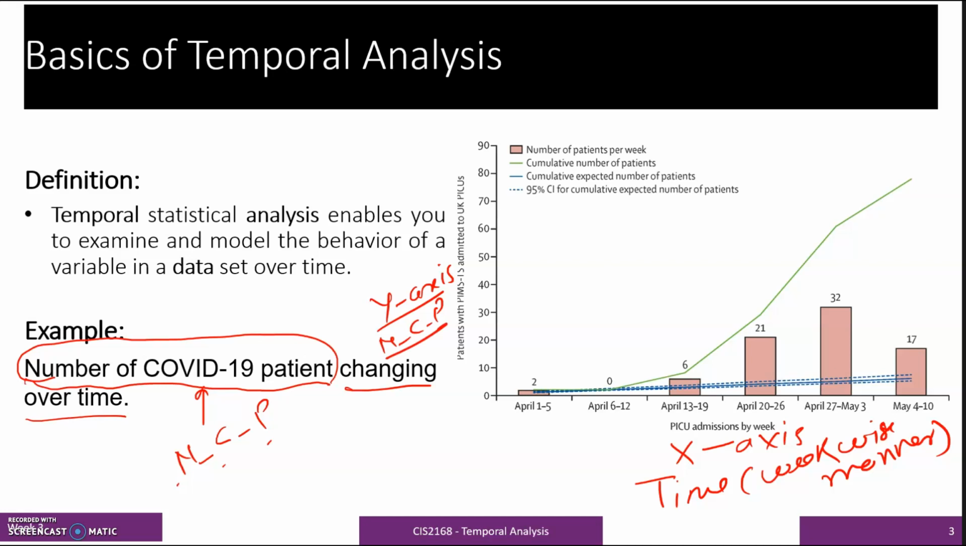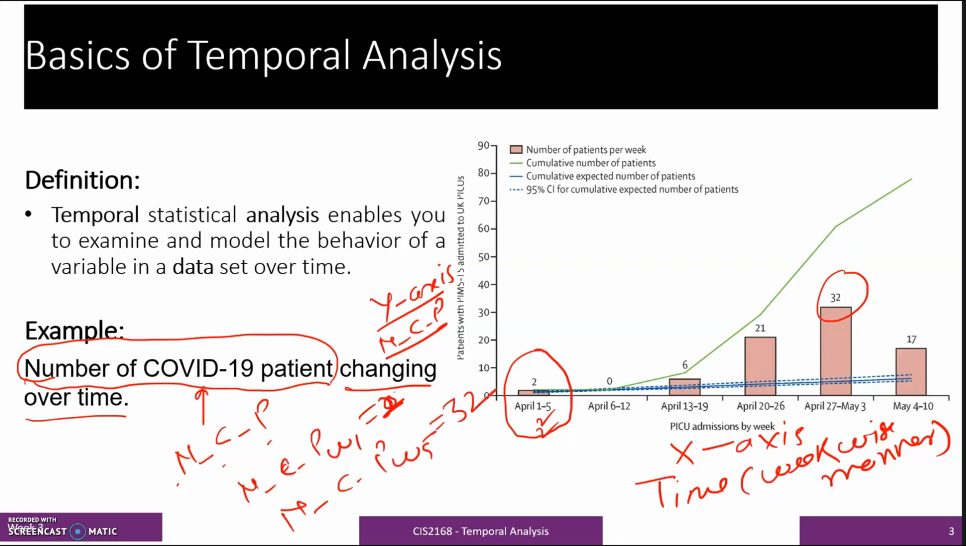So here you can see in the first week, that is April 1 to 5, the number of COVID-19 patients in week number 1 is equal to 2. Whereas the number of COVID-19 patients in week number 5 is equal to 32. We can also see in week number 2 patients are 0, week number 3 the number is 6, week number 4 the number is 21, and here the number is 17. So the peak value is in week number 5.